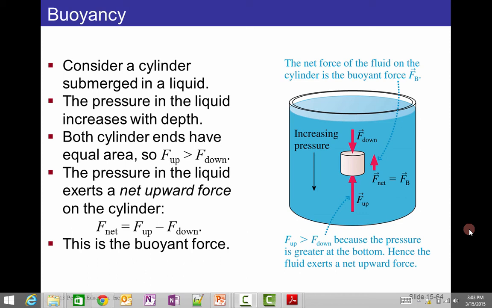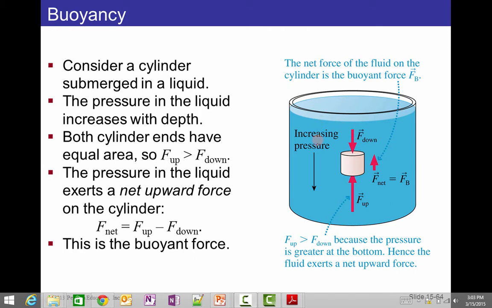Okay, so let's study now buoyancy. Buoyancy is the force that objects would feel when they are submerged in water. So to start studying this effect, let's consider a cylinder, right? We have a cylinder here submerged in water.